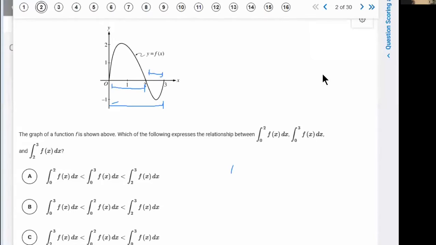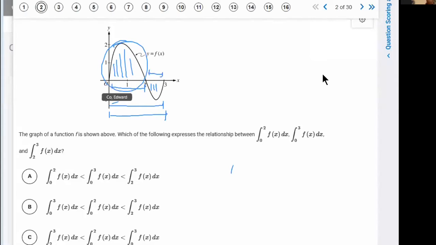Okay, so from 0 to 2, is that going to be a positive or negative integral? Think about it. From 0 to 2, if I do a cumulative change, it's going to be positive, right? Because I'm adding up all these sections here. How about from 2 to 3? 2 to 3 is all negative, so we know this is a negative number. And from 1 to 3, we add and we subtract, so it's going to be less than this alone, okay?